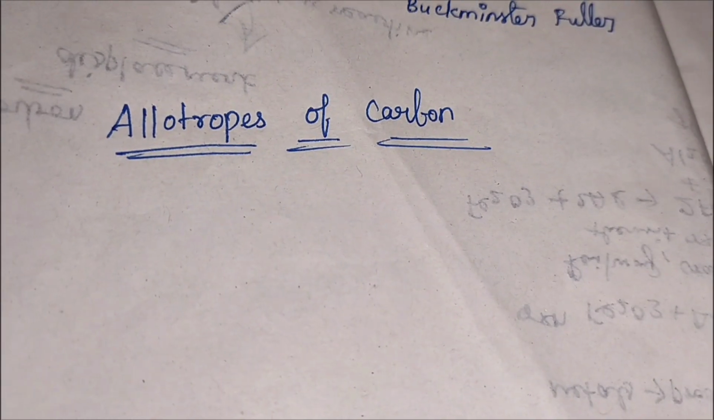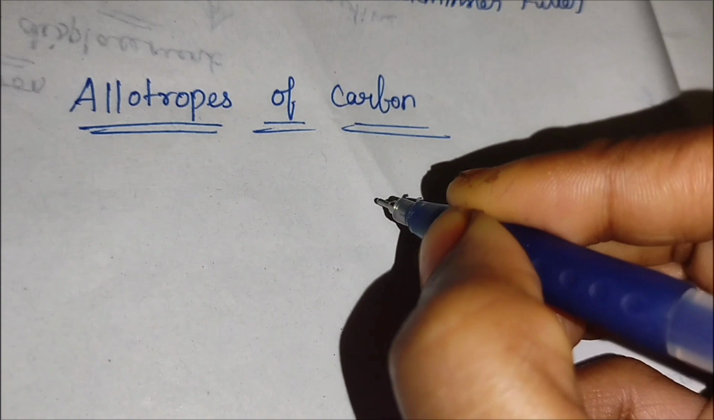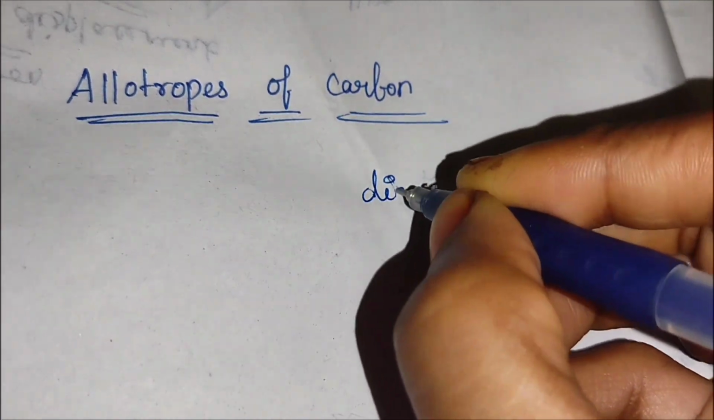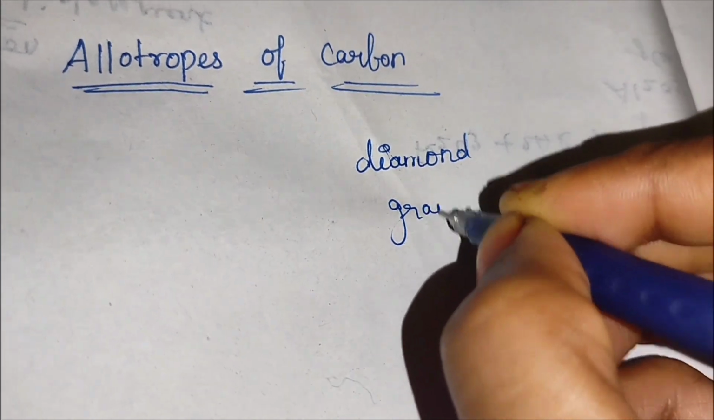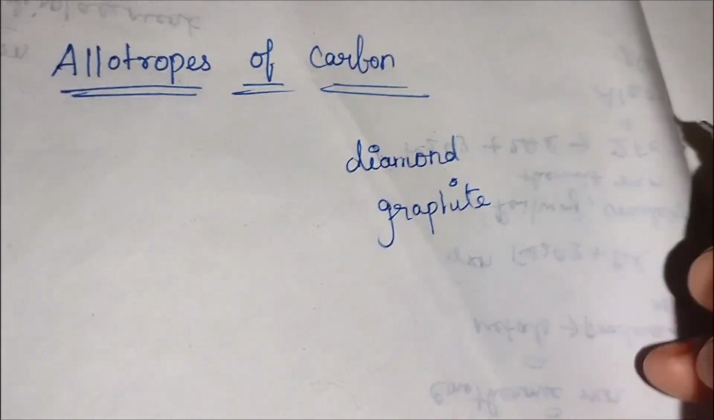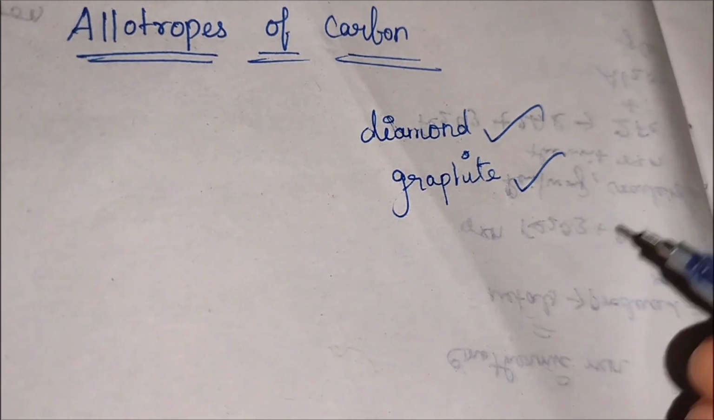Hi guys, today's topic is allotropes of carbon. So now we are going to see about two things. One is diamond and another one is graphite. This diamond and graphite is based upon carbon. First we will see about diamond.